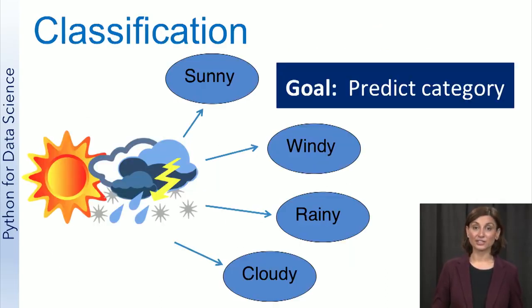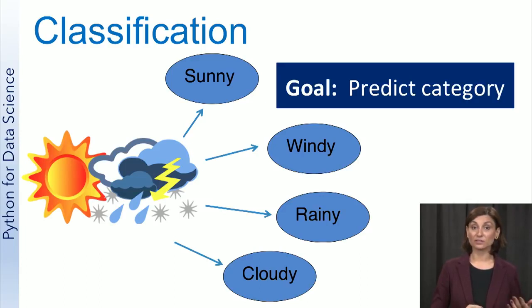In classification, the goal is to predict the category of the input data. An example of this is predicting the weather as being sunny, rainy, windy, or cloudy. The categories to be predicted are sunny, rainy, windy, and cloudy in this case.